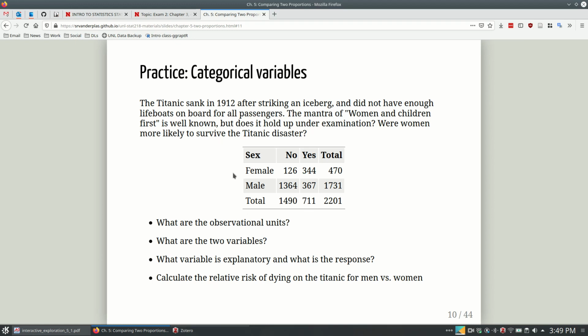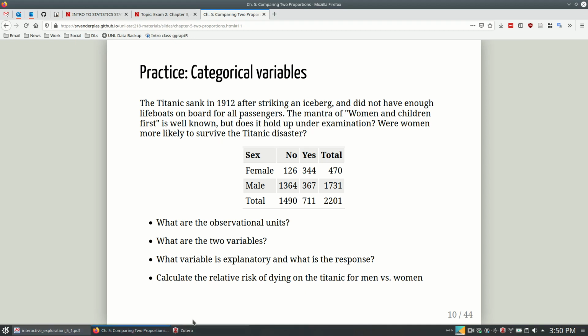The other thing that I think I probably didn't really mention earlier that's important, when you're calculating relative risk, it's a good idea to figure out what you think the explanatory and response variables are. So in this case, the response is whether or not they survived, right? And we're explaining that by their recorded sex. Yeah?